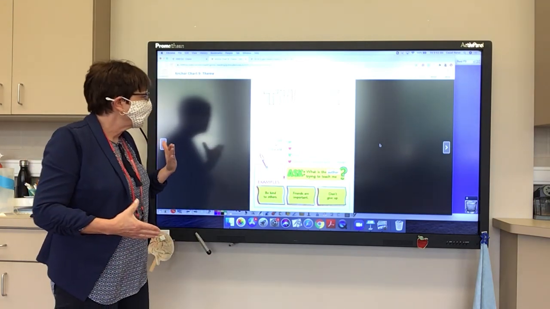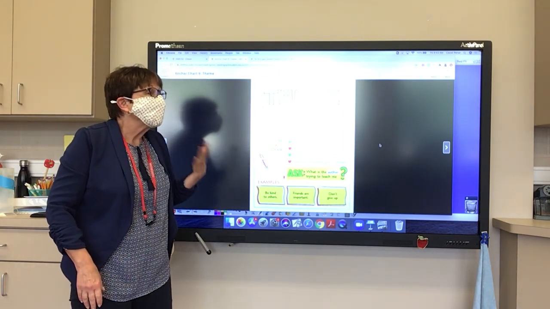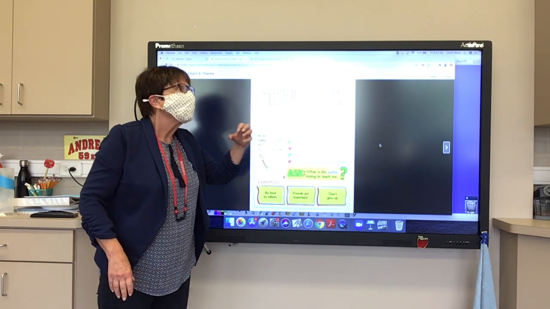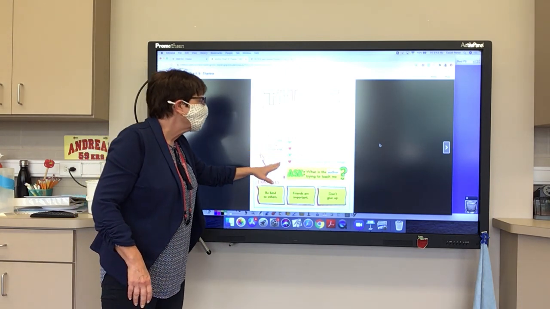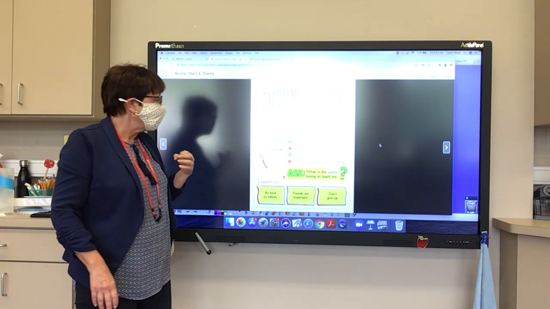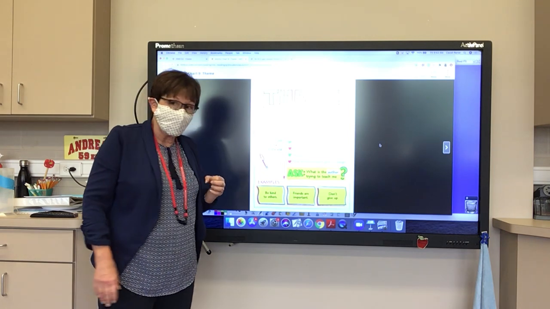We have to be thinking about what happens to Scaredy Squirrel. How does Scaredy Squirrel react? What does Scaredy Squirrel learn? How does Scaredy Squirrel grow and change? We have to ask ourselves, what is the author trying to teach me?